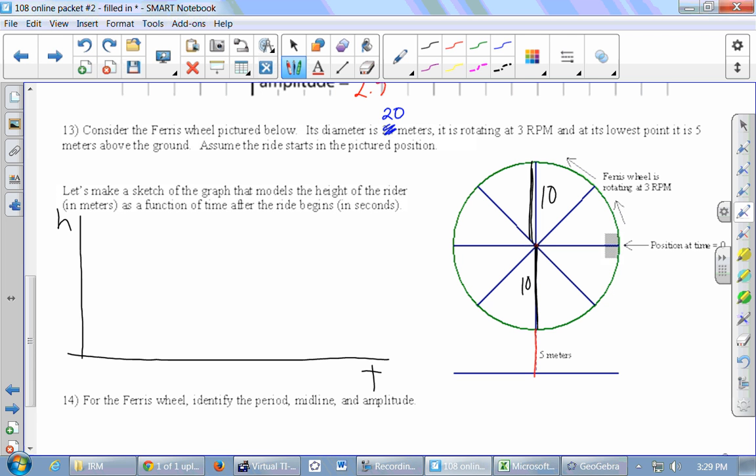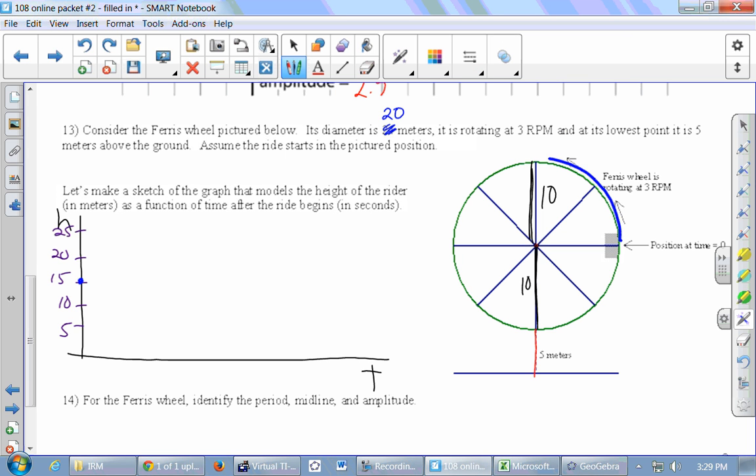Maybe we'll mark this thing in 5s. And so in the beginning, we're 15 meters off the ground, and that's a dot right there at t equals 0. And then at some point, we rotate around and we make our way up to the top. So how high are we at the top? Well, at the top, we're this distance plus 5 more. So that's a total of 25. So at some point, we're up there at the top at 25.